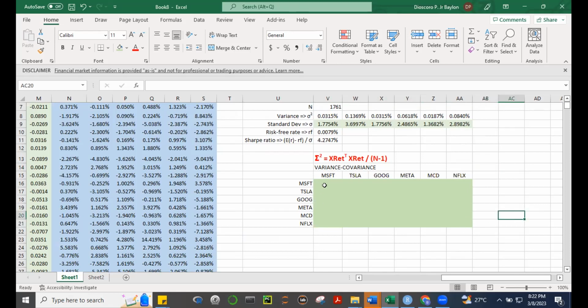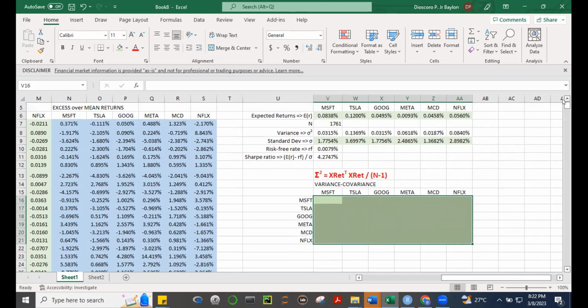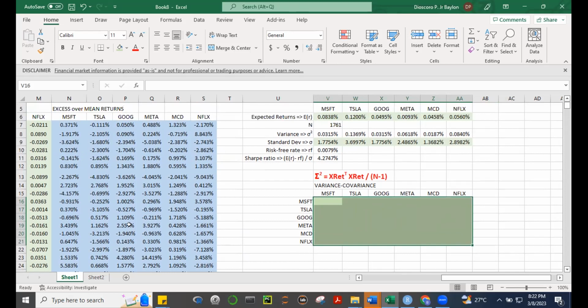If you have not done that, let me illustrate to you how. You have to highlight the array, because this sigma squared is your variance covariance. This is the symbol for your variance, sigma squared, and it's equal to x ret transpose times x ret over n minus 1. So x ret is a matrix. So we're multiplying matrices.